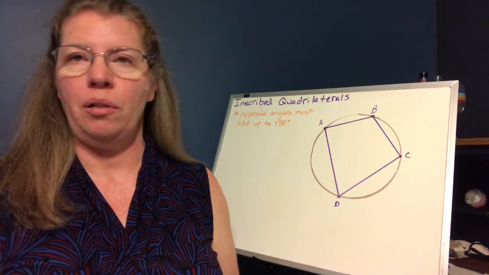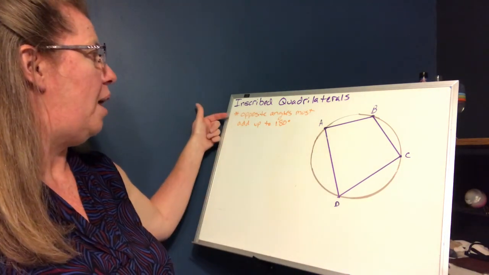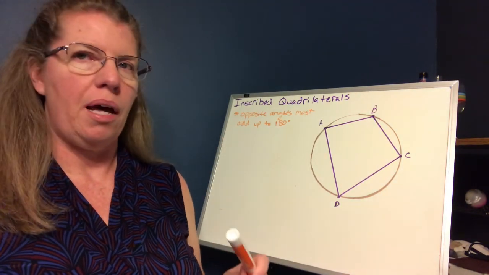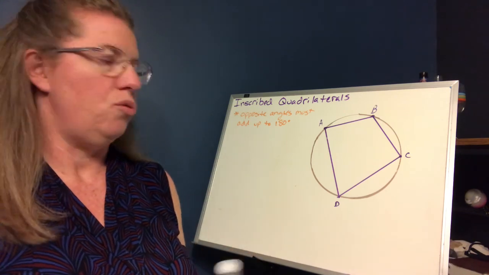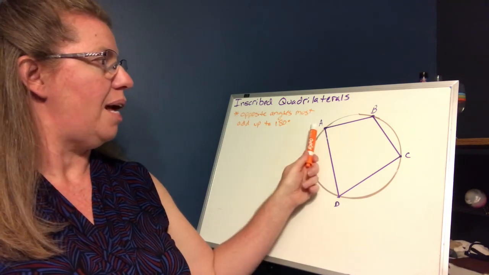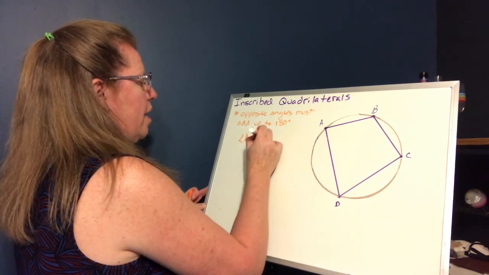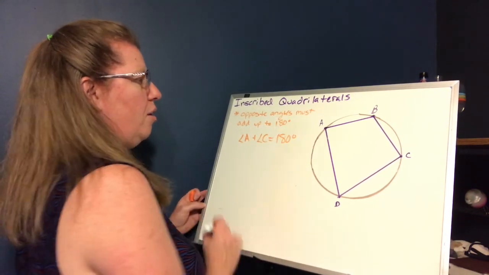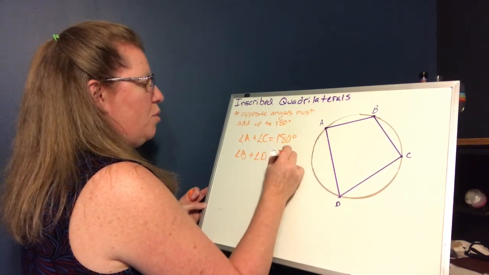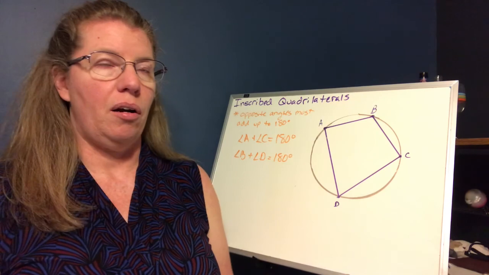Now, not every quadrilateral can be inscribed in a circle. There's a special condition. And it happens to be that the opposite angles must add up to 180 degrees. Now, my hope is that I could show you why this is true and that it'll make sense to you. Okay, so let's look at what this says is that my opposite angles, such as A and C, they're saying that angle A plus angle C has to equal 180 degrees, and angle B plus angle D must add up to 180 degrees.